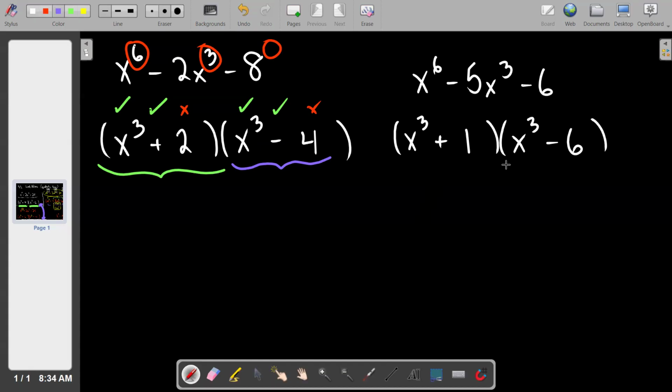Can you factor the one I'm underlining in purple? What's it trying to be? It wants to be a difference of cubes. And yes, it passes tests. X cubed is a cube. Minus, I don't care. Is 6 a cube? No, it is not. Therefore, that is a dead factor. However, not that you didn't see this coming, the one that I'm underlining in green, can you factor it? What is it? It's its own sum of cubes.